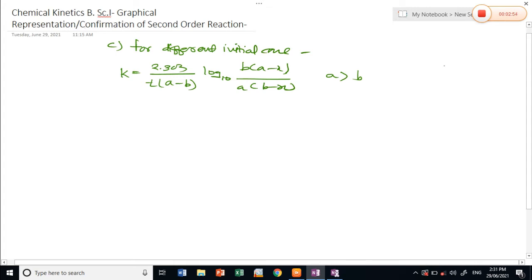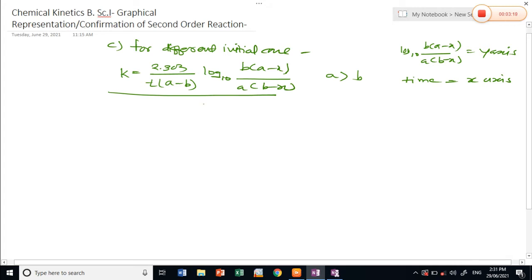Now what we have to plot? We have to plot log to the base 10 of b into (a minus x) divided by a into (b minus x) on y-axis, and time on x-axis. Okay, so we will transform this equation to get these values. So we will keep the log to the base 10 of b into (a minus x) divided by a into b on this side, and we will transform all these terms to this side.